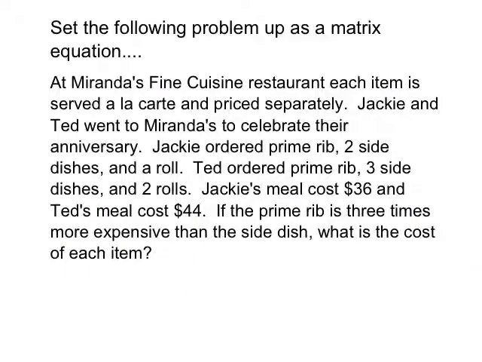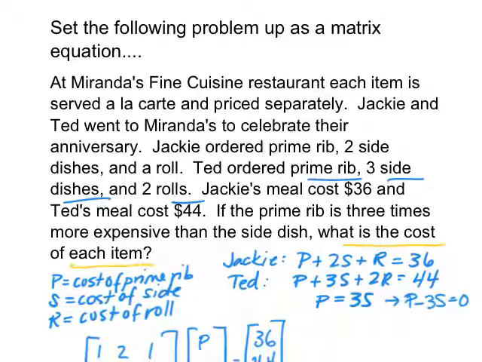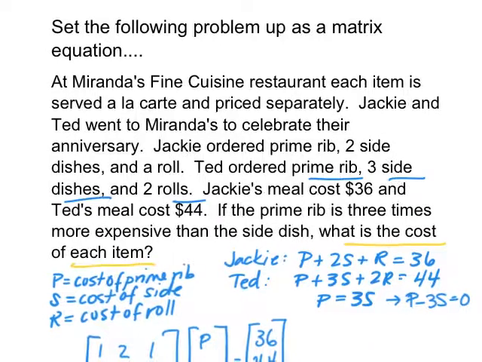Here's our last example. Go ahead and pause the video, read through it, and try to assign variables and set up the equations, and then set up the matrix equation. So here I always look at the question at the end: what is the cost of each item? So I assigned variables: P is the cost of prime rib, S is the cost of a side, and R is the cost of a roll.